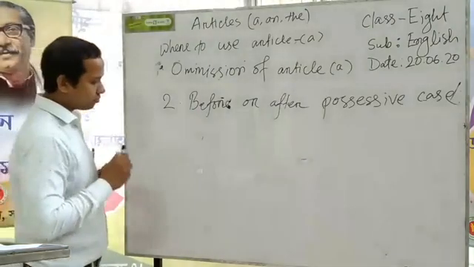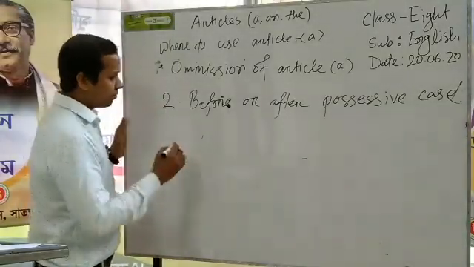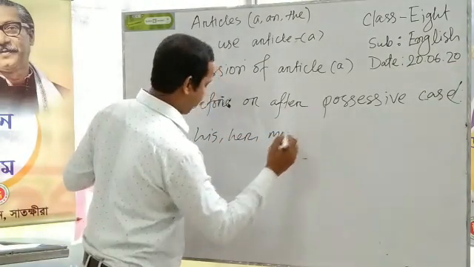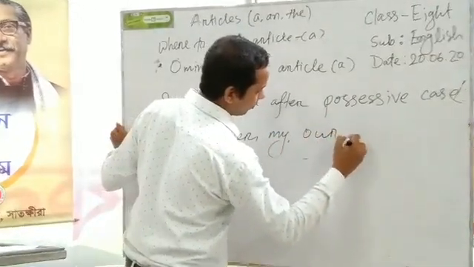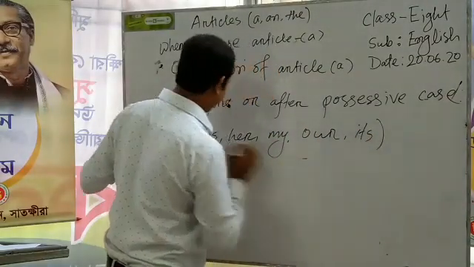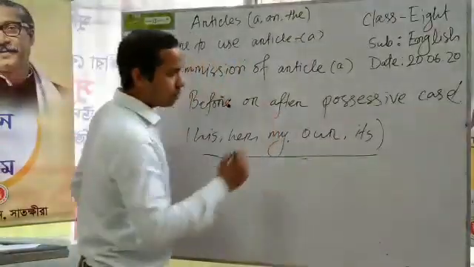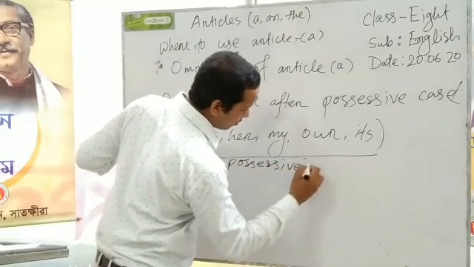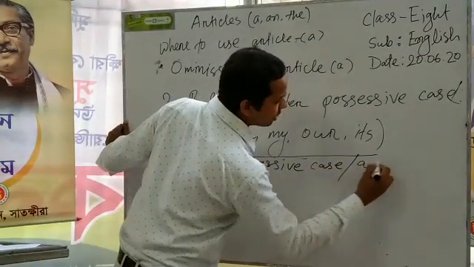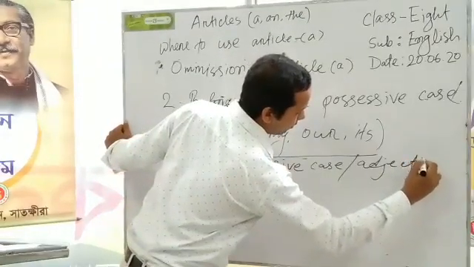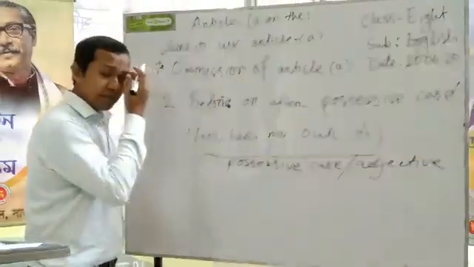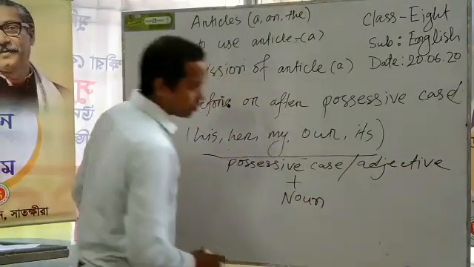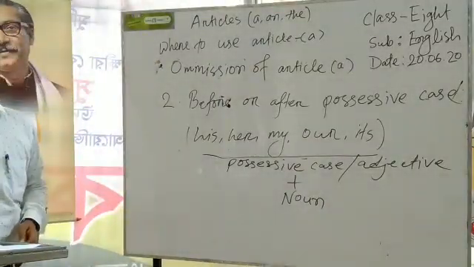Like in a question, if you have his, her, my, our, its, these are all possessive case or adjective. So after possessive case or adjective, a noun directly comes. So before or after, we shouldn't use any article.